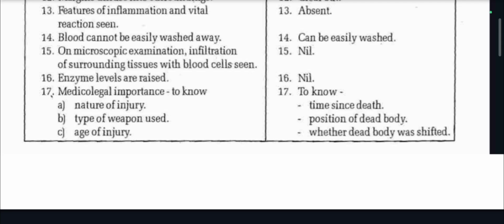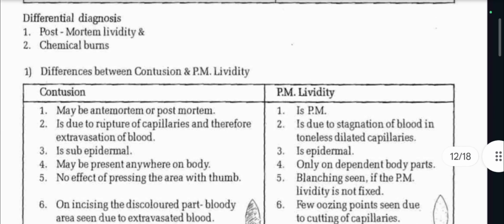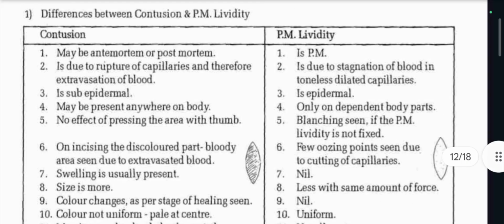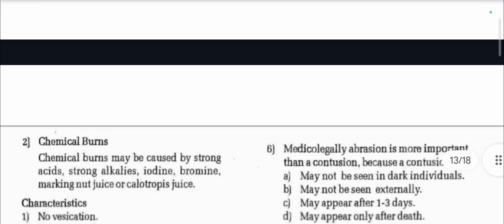Okay, what do we need to know? PM lividity helps us to know the time since death, position of the dead body, and whether the dead body was shifted. So these are the 17 points regarding PM lividity and contusion. I hope you people understood the difference. First write about contusion, everything about contusion, and then write everything opposite in PM lividity. So that is going to help. Just remember the blanching point in PM lividity.